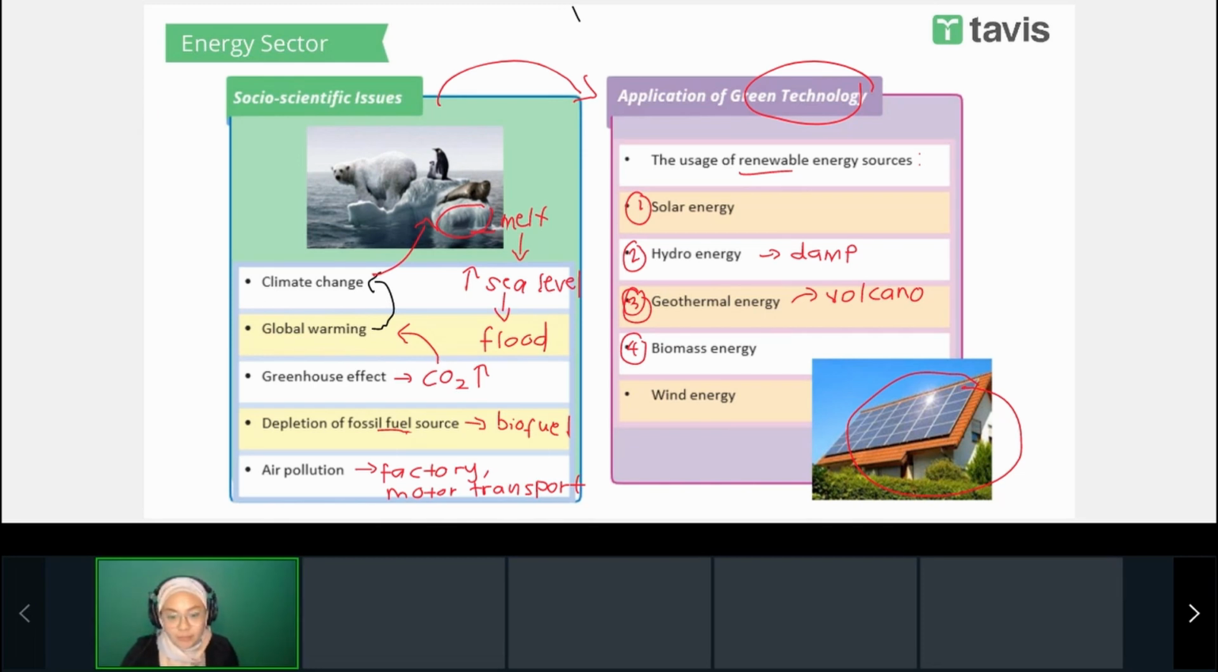Do you know about biomass? Biomass is basically from our solid waste. Our food waste will cause the formation of maggots, or larvae, and from the larvae we can generate a renewable energy, which is biodiesel. The fifth one is wind energy, the usage of windmills. Usually this is for a place that has strong wind, like in Texas, America. Okay, all of these are examples of renewable energy sources.